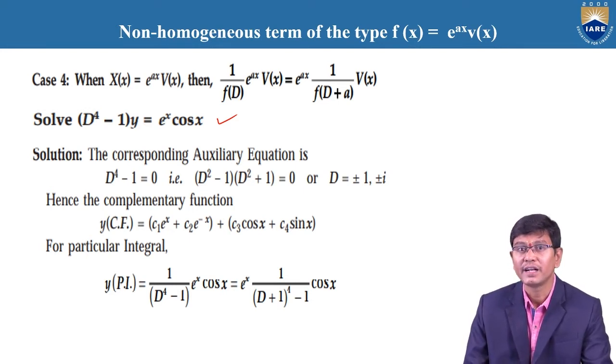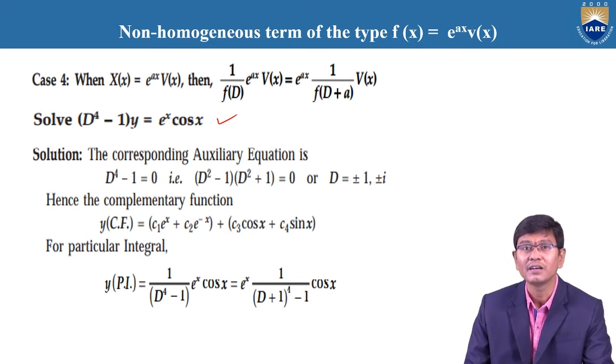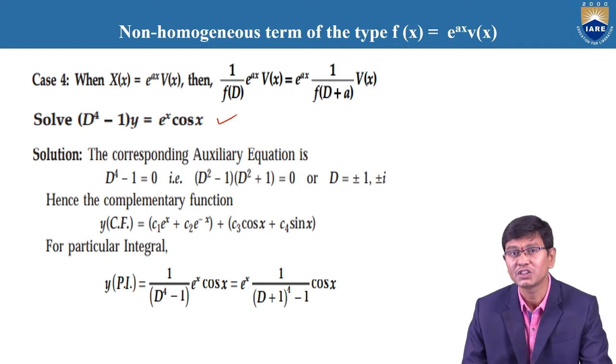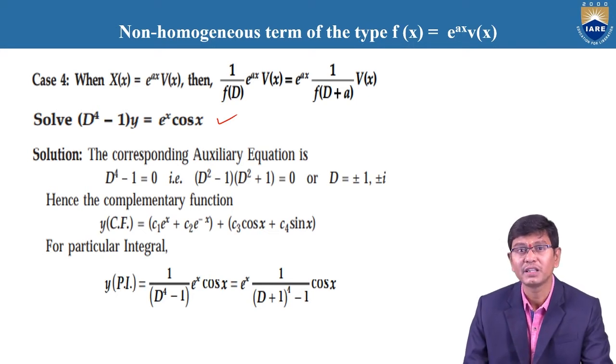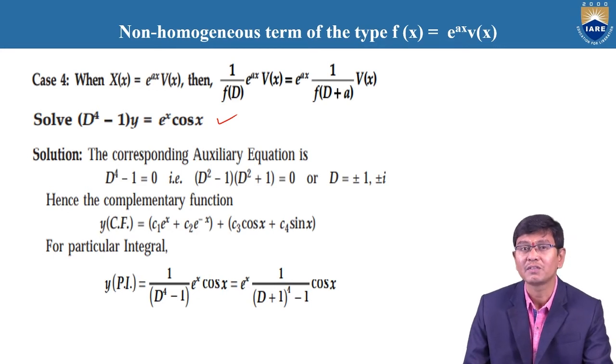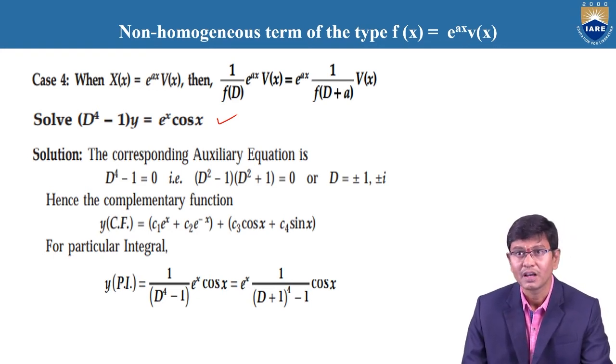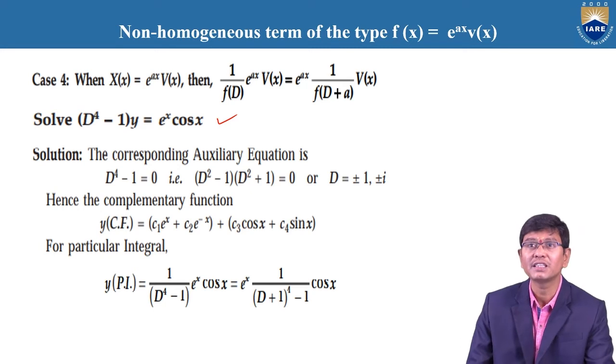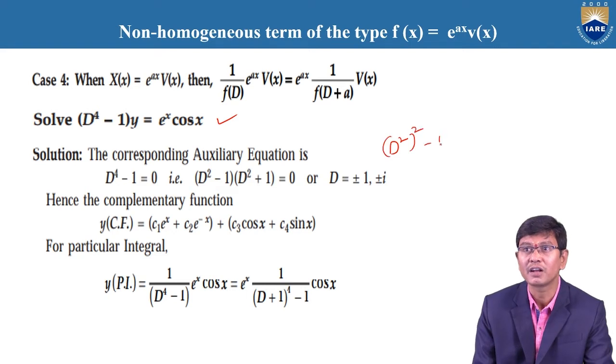Here the power of D is 4, the order is 4. Therefore, by using synthetic division or the factorization method, or any other method, we obtain the 4 roots of the given differential equation. Here, D power 4 minus 1 is nothing but (D square) whole square minus 1 square, that is equal to 0.